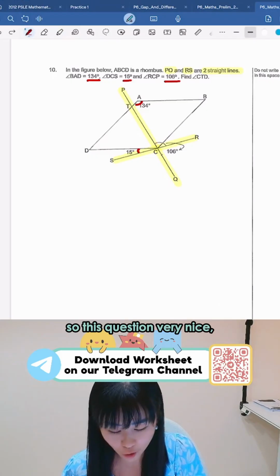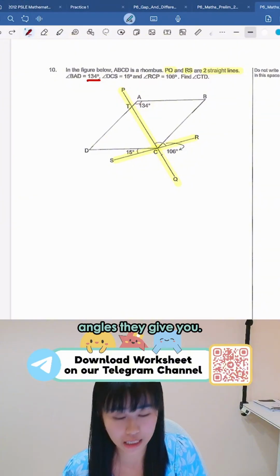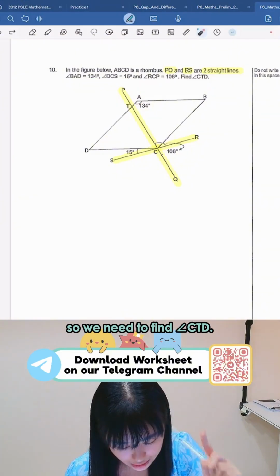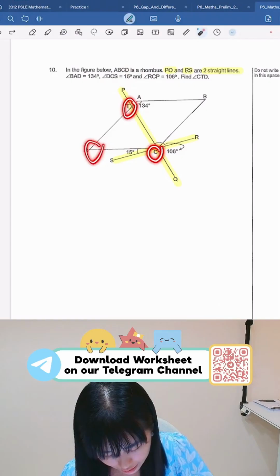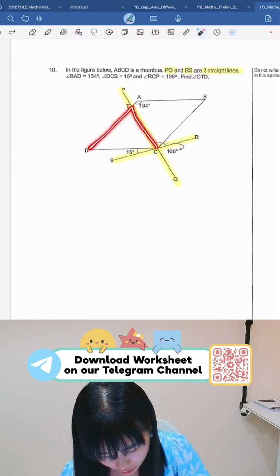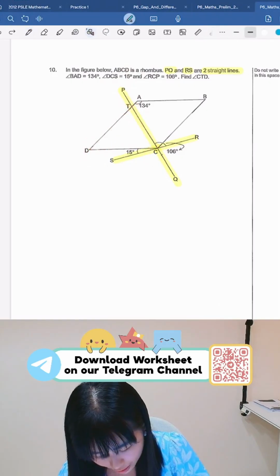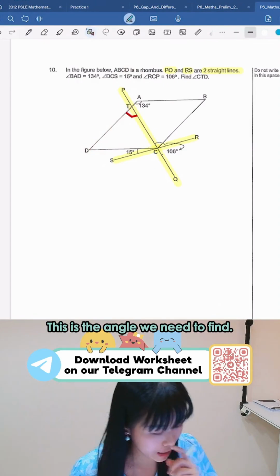Okay, so this question is very nice. They already mark out all the angles they give you, right? We need to find CTD. Angle CTD, like this. This is the angle we need to find.